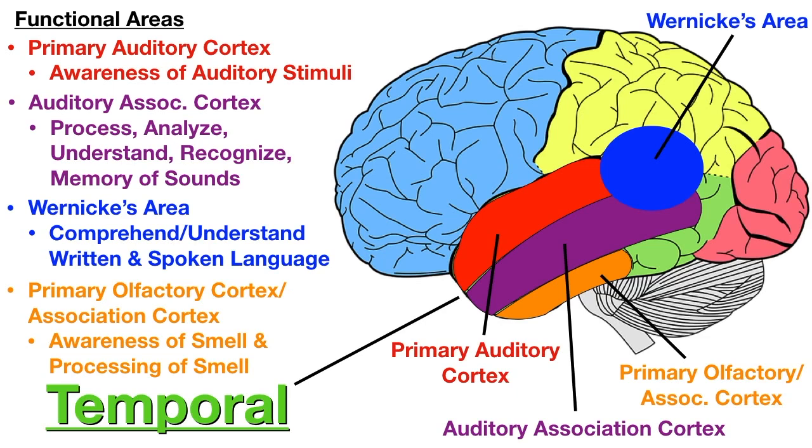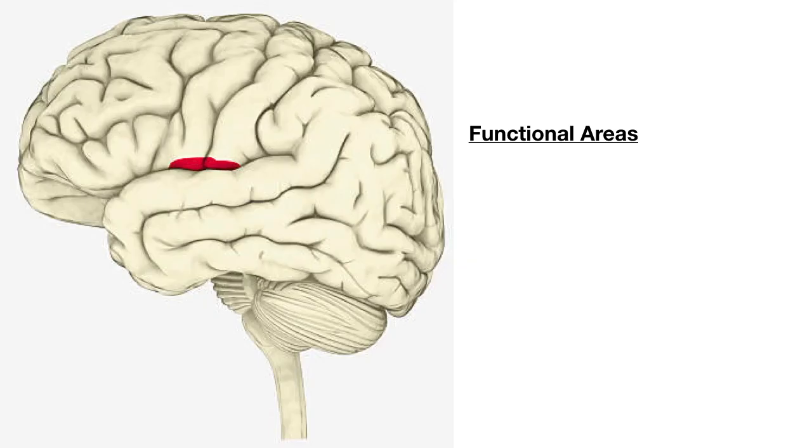Just like every other cortex, there's going to be a primary and an association cortex. The primary olfactory cortex will be involved in making us consciously aware of smells. The olfactory association cortex, just like all the other association cortices, will help us process, analyze, and understand that stimulus. So these are the main functional areas of the temporal lobe. Again, when you think of the overall function of the temporal lobe, think of auditory, but don't forget about smell or Wernicke's area.